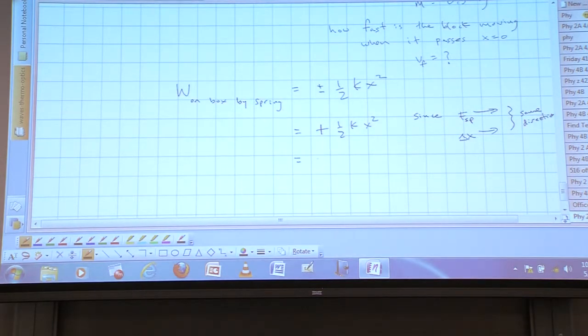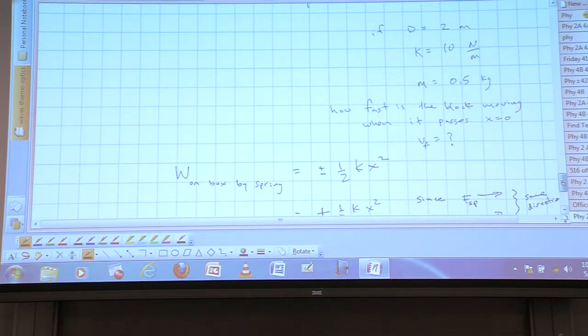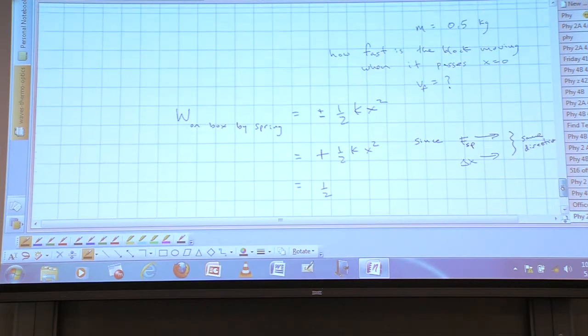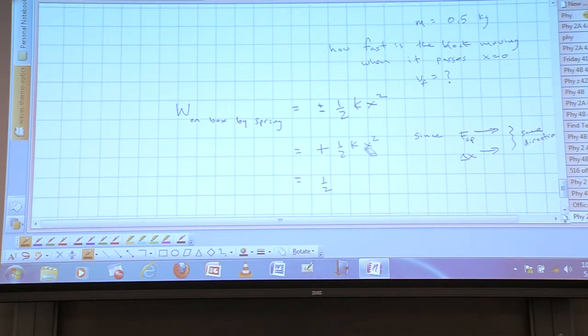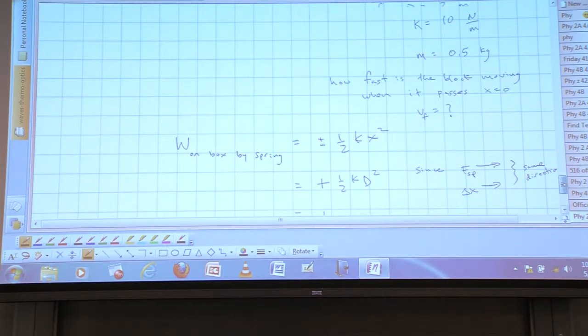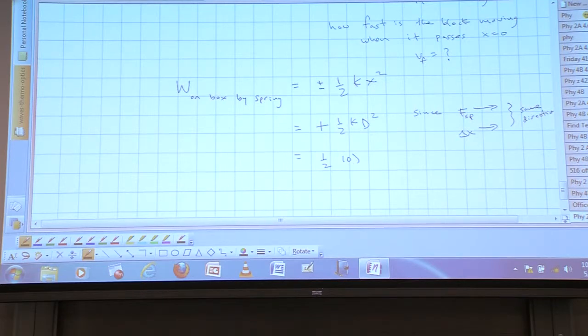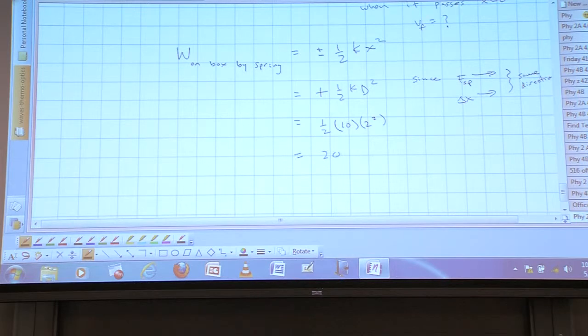K was given. X was given. X is D. I should have used D, I guess. Let me put this one as a D. Okay, so what do we get? 10 and 2 squared, right? What are our units for work? Joules, 20 joules. That's a Newton meter, 20 joules. Positive 20 joules, work done on the block by the spring.